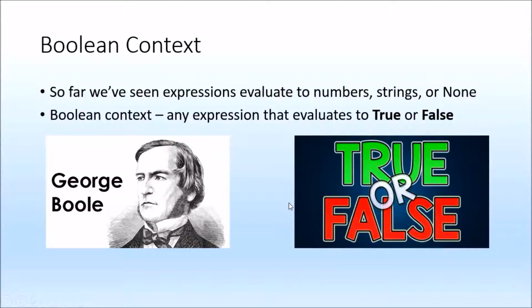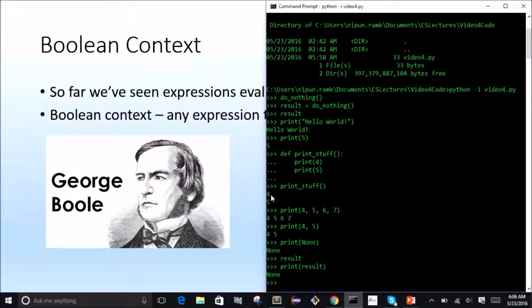From here, we are going to move on into our next topic, which is Boolean contexts. So far we've seen expressions that evaluate to numbers, strings, or None, in the case of print. Now, another thing that functions can evaluate to, or anything can evaluate to, is true or false. And we haven't really seen an example of that. So I'm going to go through some easy examples.